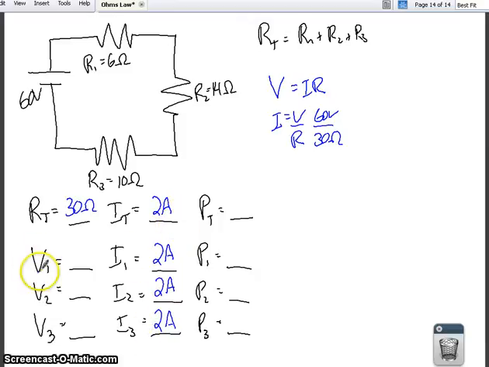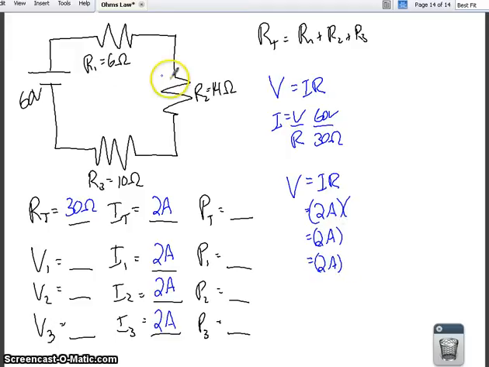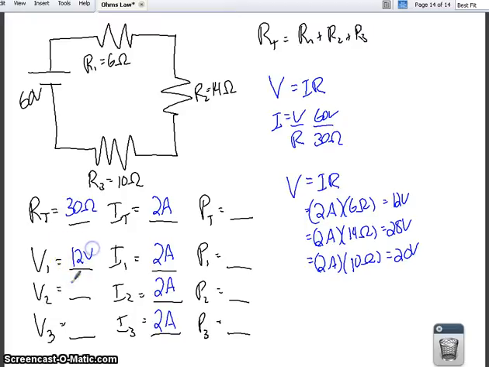So now what's going to be the voltage across each device? Well, V equals I times R. So we're going to have 2 amps times the resistance of each device. So it's going to be 6 ohms, 14 ohms, and 10 ohms. So we get 12 volts, 28 volts, and 20 volts. Okay? 12 volts, 28 volts, and 20 volts.